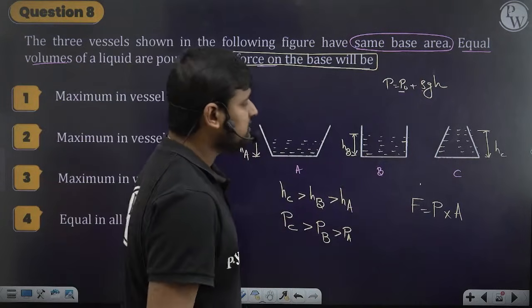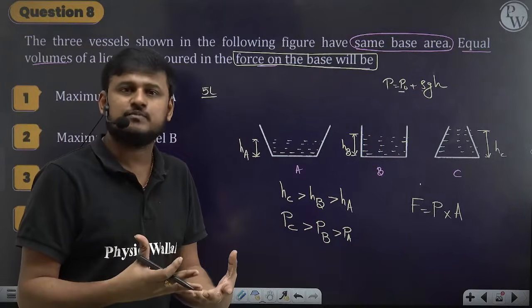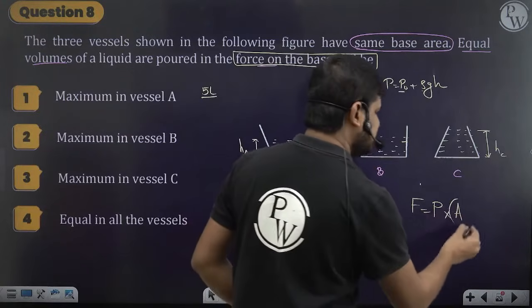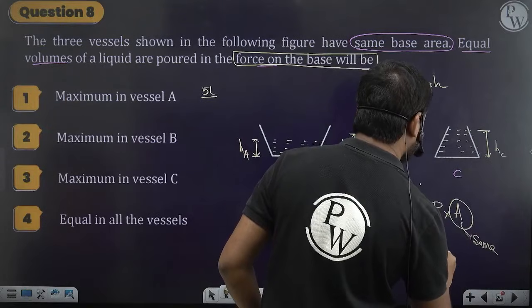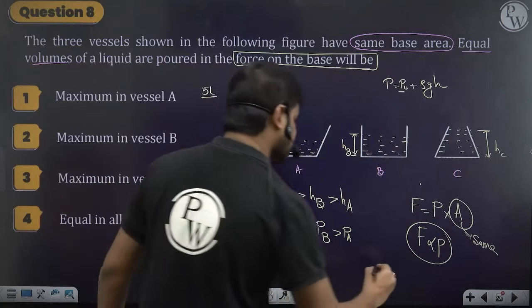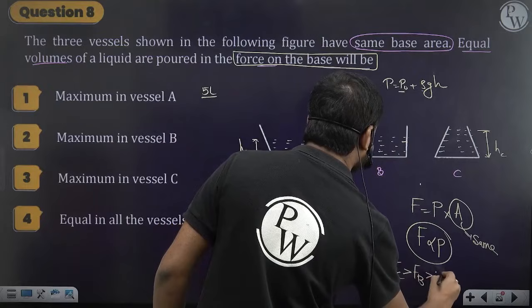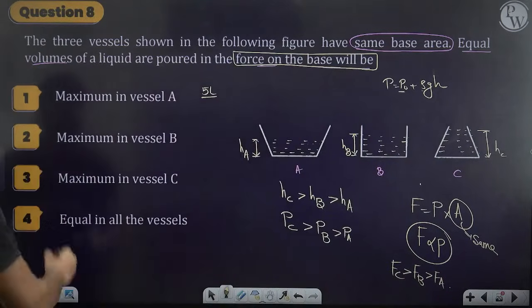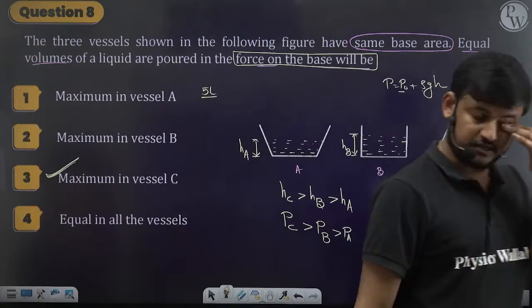Then the pressure, which one is more, the force in that will be more. Here, the pressure of C is more, and A is the same. Now, I can say the force depends on the pressure only because the area is the same. So, I can say the force in C will be greater than the force in B, then the force in A. So in which one will the force be more? It is maximum in vessel C.